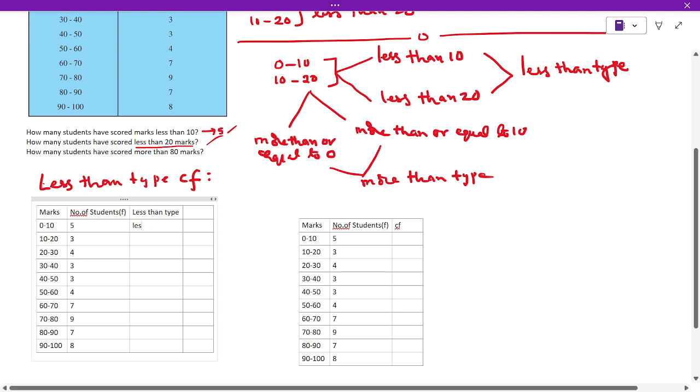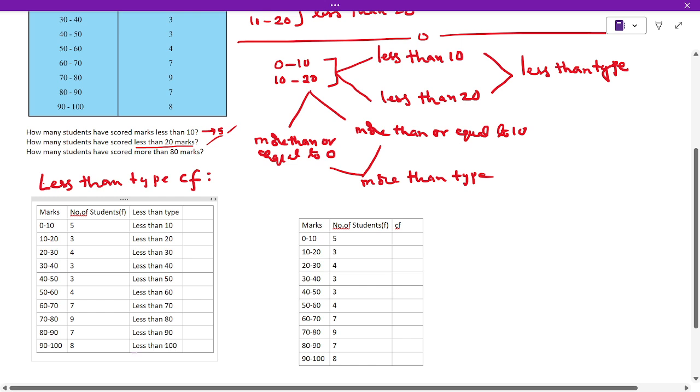So here this 0 to 10 is written as less than 10, and similarly less than 20, less than 30, less than 40, less than 50, less than 60, less than 70, less than 80, right? Less than 90 and less than 100.